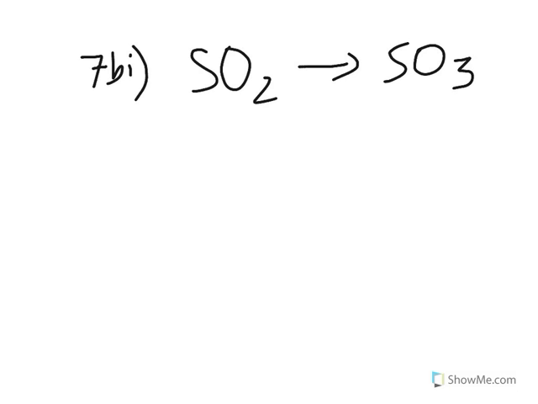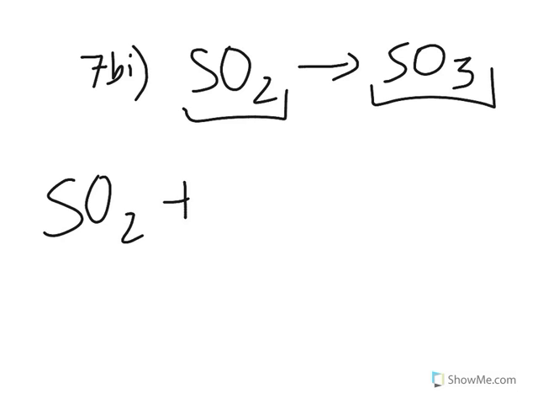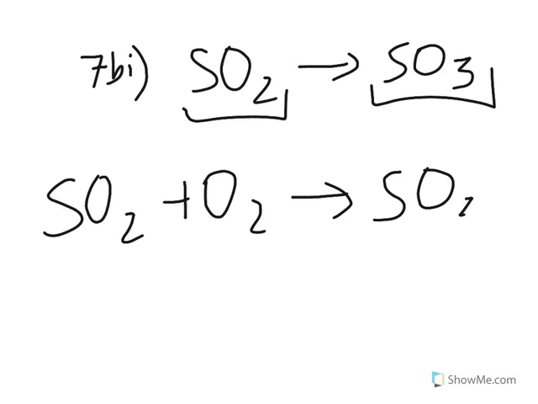Alright, so in the contact process it says sulfur dioxide is converted to sulfur trioxide. Dioxide means 2 oxygen. And you have to write a chemical equation for this reaction. So what is the difference between sulfur dioxide and sulfur trioxide? It's just oxygen, right? So sulfur dioxide must have been added to oxygen. So it's simply SO2 plus O2 gives you SO3.